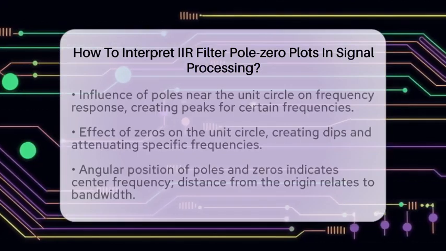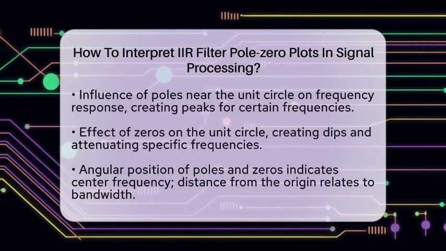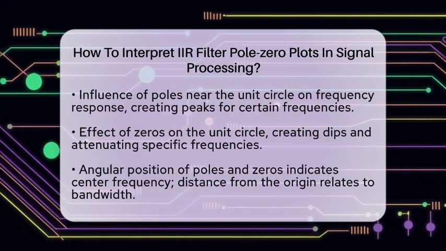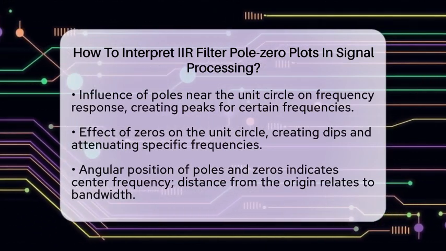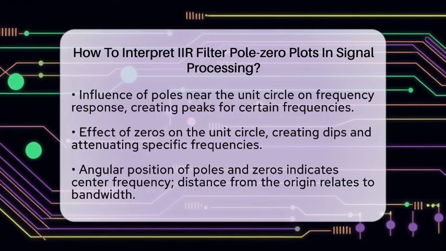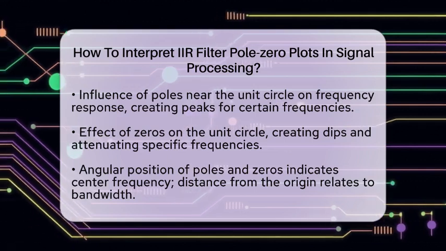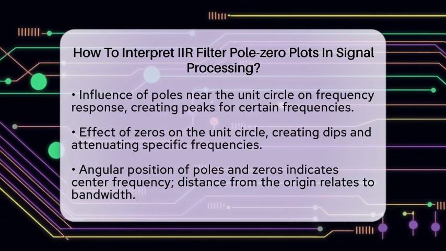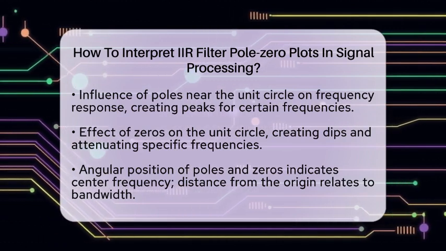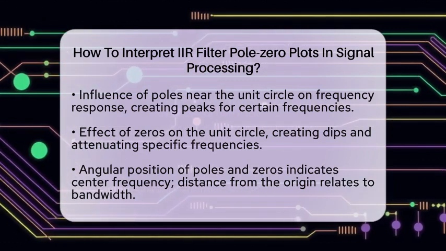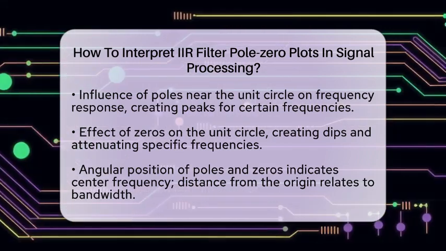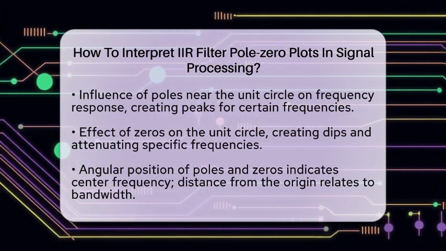The angular position of poles and zeros indicates the center frequency of their influence, while their distance from the origin relates to bandwidth and sharpness. This means that the closer a pole is to the unit circle, the sharper the response at that frequency will be. When engineers look at pole zero plots, they can quickly determine the type of filter they are dealing with, whether it is low pass, high pass, band pass, or notch.